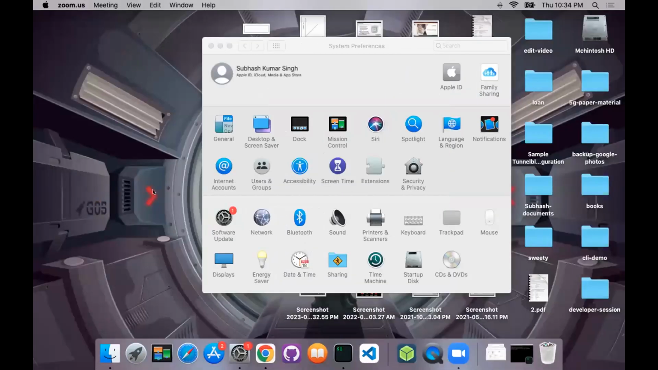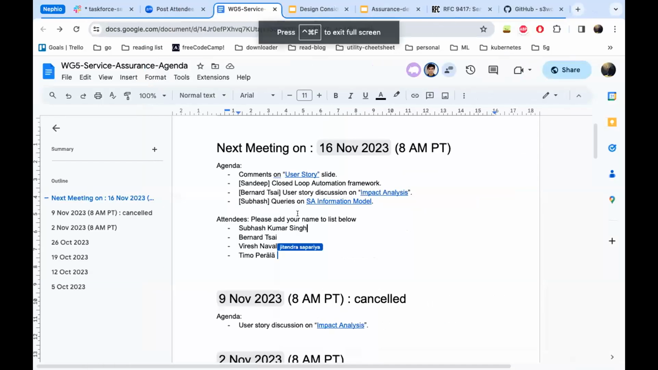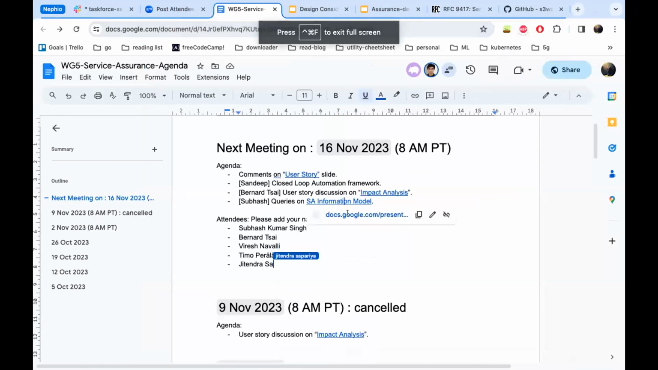Yeah, but actually the fourth item I had captured, so I wanted to discuss that. It might help to add the details to our user story. So let me share my screen. Is it visible, Bernard? Yes. Okay.